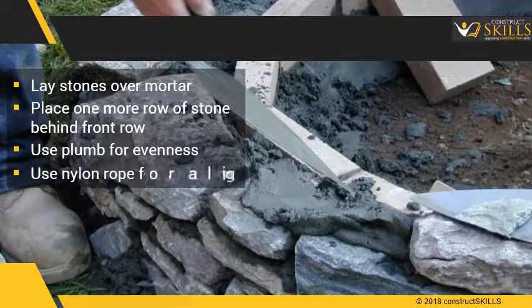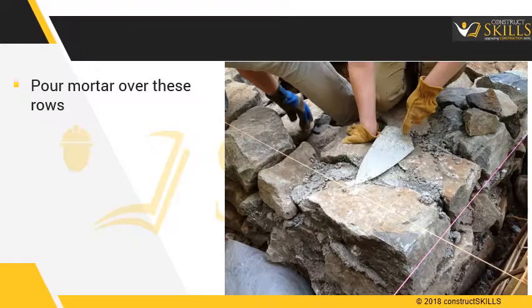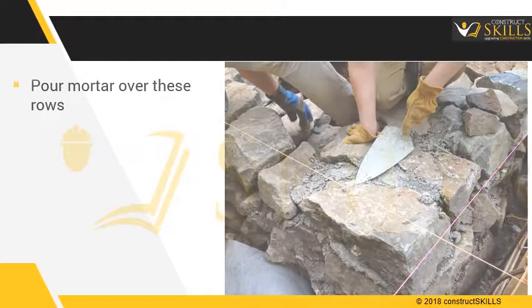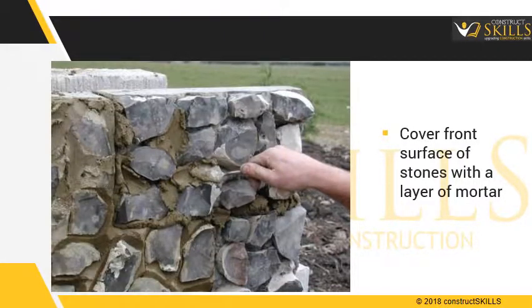Use a nylon rope to ensure the alignment of the stones. Pour mortar in between and over these two rows of stones. Cover the front surface of the stones with a layer of mortar. Then spread the mortar.